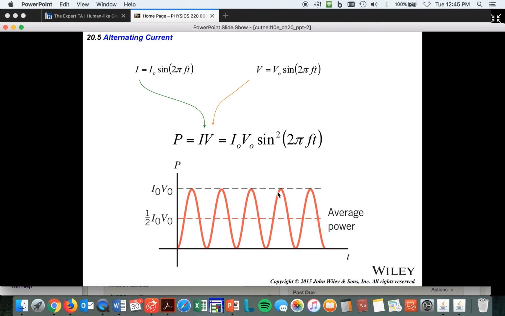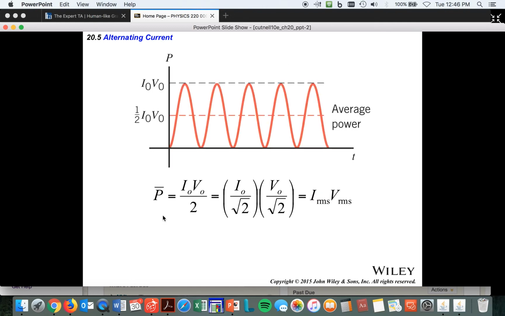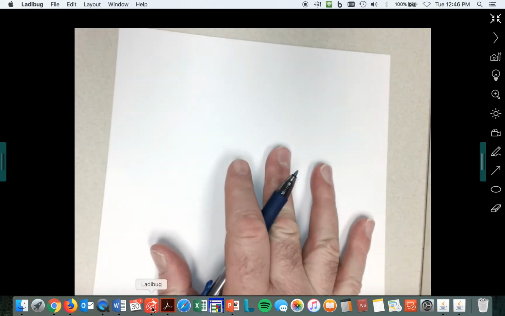But it's also always changing because now it's the sine squared graph. But we can just cut it right in half and get the average power, which is the peak current and the peak voltage multiplied together divided by 2. And so then the average power is equal to the root mean square voltage times the root mean square current. What do we mean by the root mean square? That sounds complicated. It's not. It's pretty straightforward.